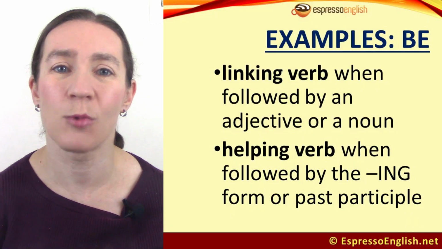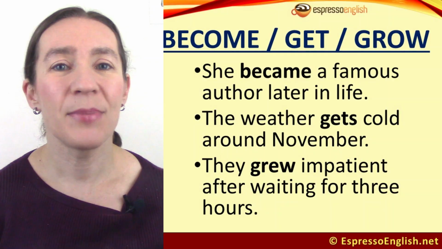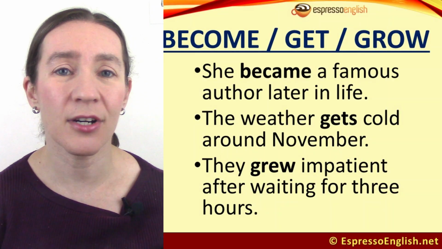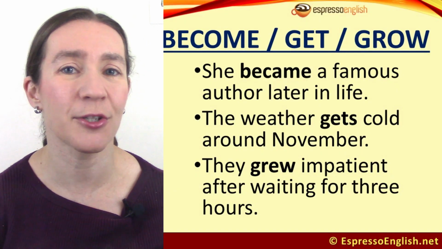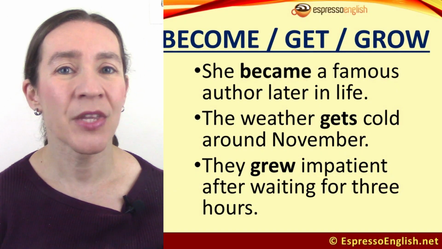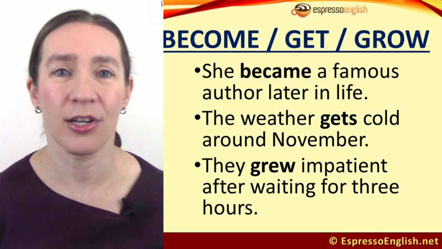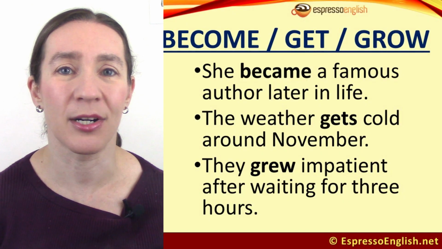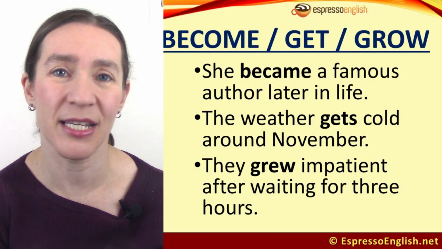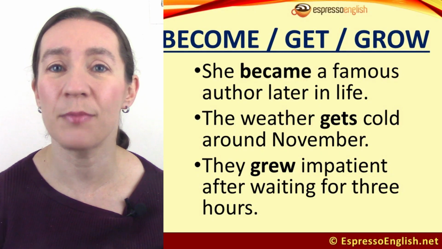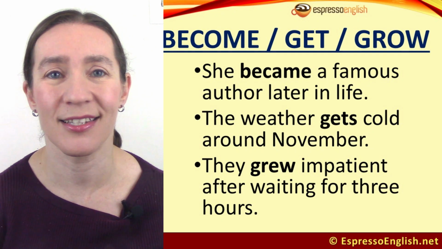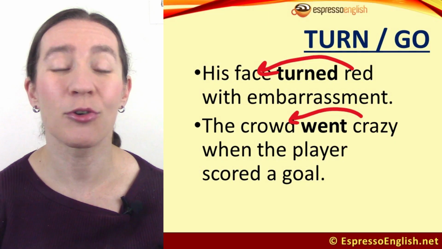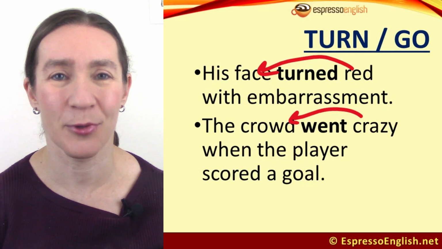The documents were stolen. Become, get, grow, turn, and go are linking verbs when talking about a change or transformation. For example, she became a famous author later in life. The weather gets cold around November. Cold describes how the weather becomes. They grew impatient after waiting for 3 hours. His face turned red with embarrassment. The crowd went crazy when the player scored a goal.